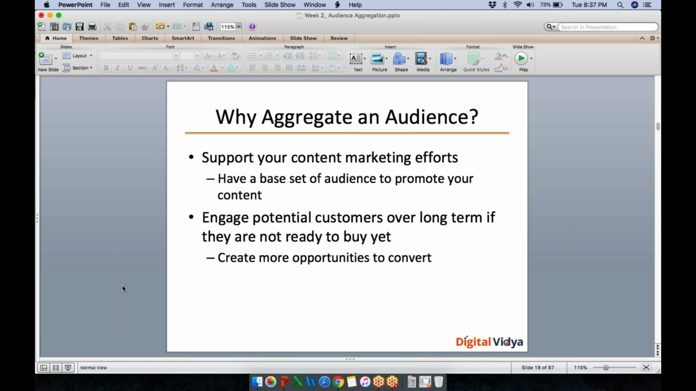So then the question is, why aggregate an audience? Does that question come into anybody's mind? Why do this whole jamela of aggregating an audience? What is the use? What is the advantage of aggregating an audience? फायदा क्या है? Selling becomes easy.